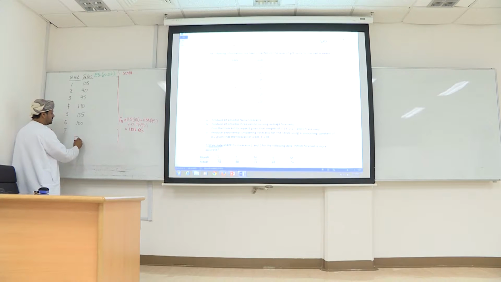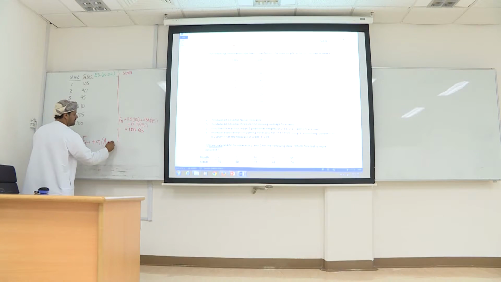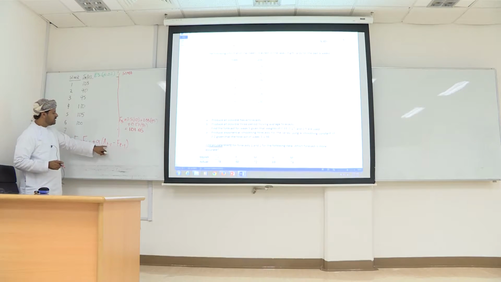Ft exponential smoothing equals Ft minus 1 plus alpha multiplied by the difference between At minus 1 minus Ft minus 1. Okay. So Ft is equal to the forecast for the previous, most recent period, plus alpha, which is a smoothing constant, multiplied by the difference between the actual of the previous period minus the forecast of the previous period. So actually this difference is the error.